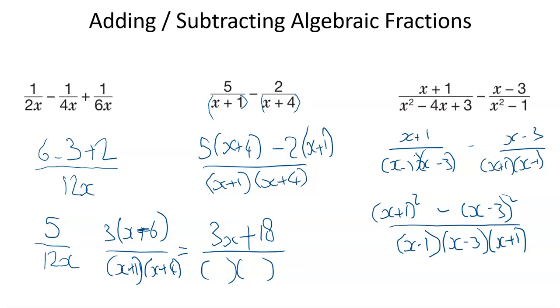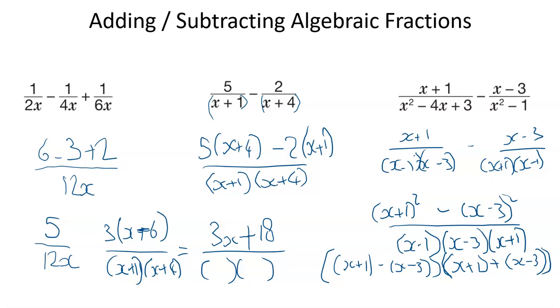And hopefully things cancel. But because this is a bracket squared minus a bracket squared, this is the difference of two squares. So we can write this as the square root of this, so x plus 1, minus the square root of this. So this is minus x minus 3 times x plus 1. So we had minus that time, so plus x minus 3. So we need another bracket in there as well.